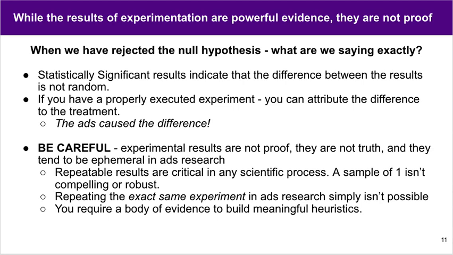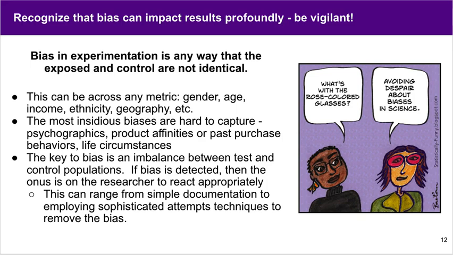All right, and in addition to this warning about the number of experiments you need to run, we do need to spend a moment to talk about bias. Bias, it's really the sleeper when it comes to experimentation. You never see it coming, but it can be there. So bias is when your exposed and your control population are not identical. So this could be in terms of age. This can be in terms of income or geographic distribution. These are some common ones and they're relatively easy to detect.